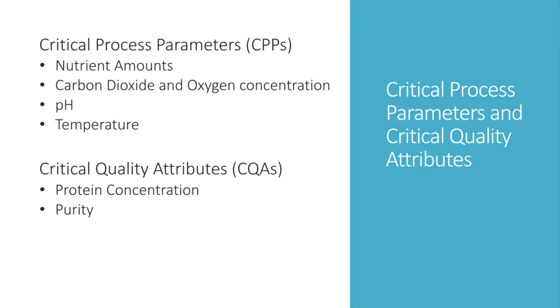The way that they can ensure that the protein concentration and purity are going to be correct is by ensuring that the critical process parameters, or CPPs, are set properly. Some of these CPPs could be nutrient amounts, carbon dioxide and oxygen concentration, pH, temperature, and other factors depending on what type of drug they're intending on manufacturing. These CPPs would be measured throughout the cell culture process and would help scientists ensure that the critical quality attributes would be met at the end of the cell culture step.